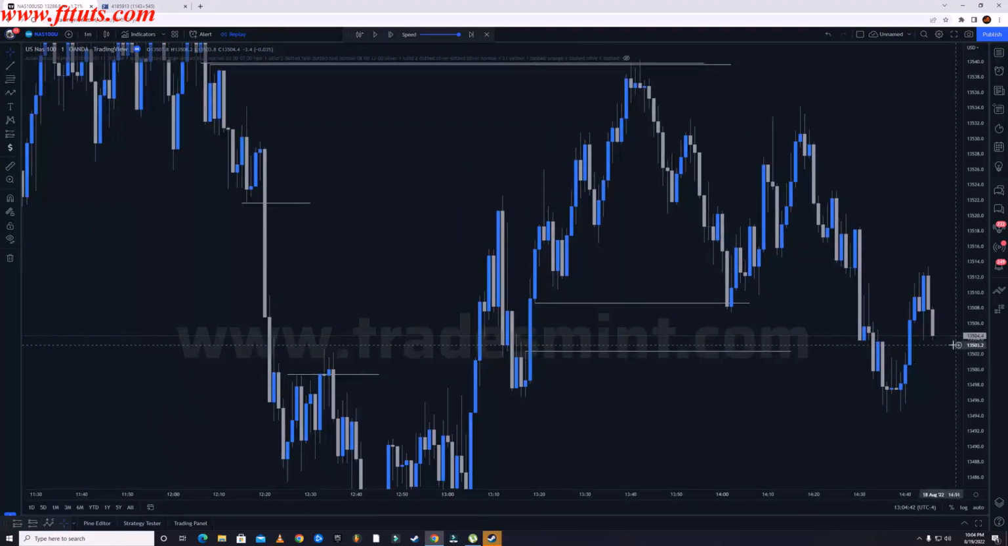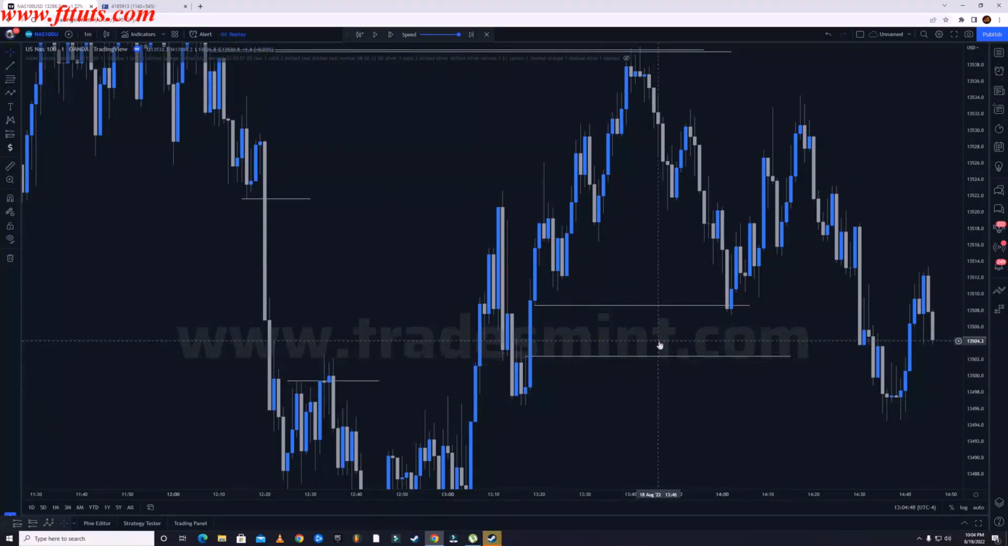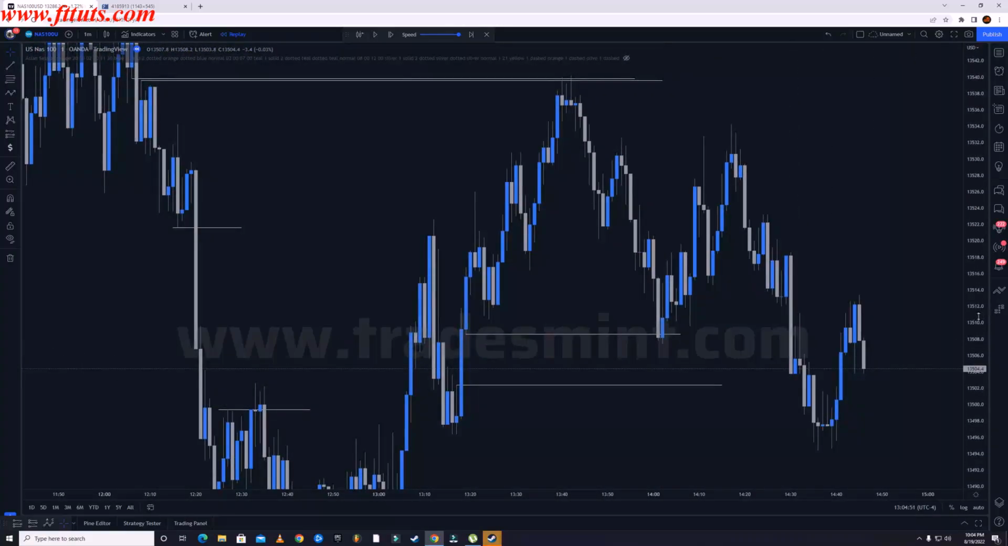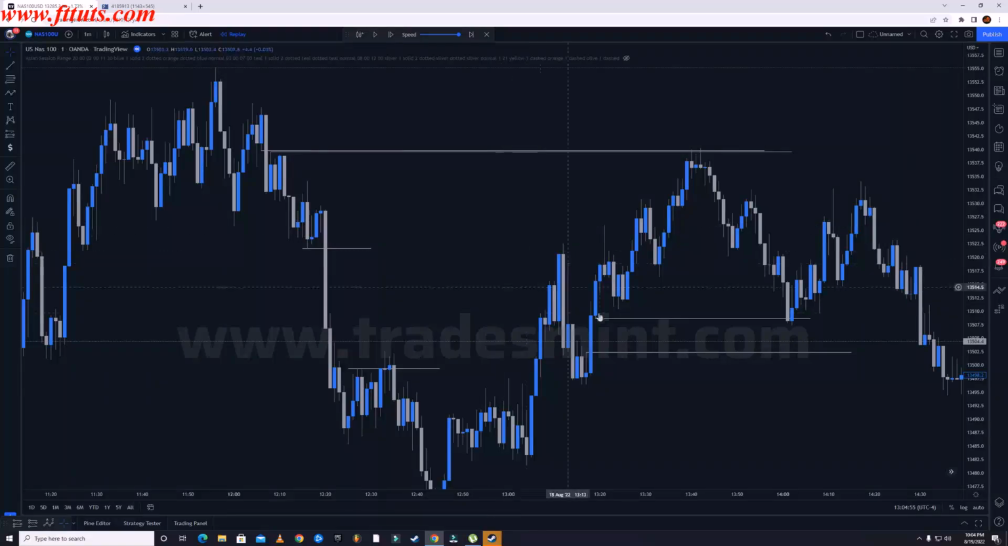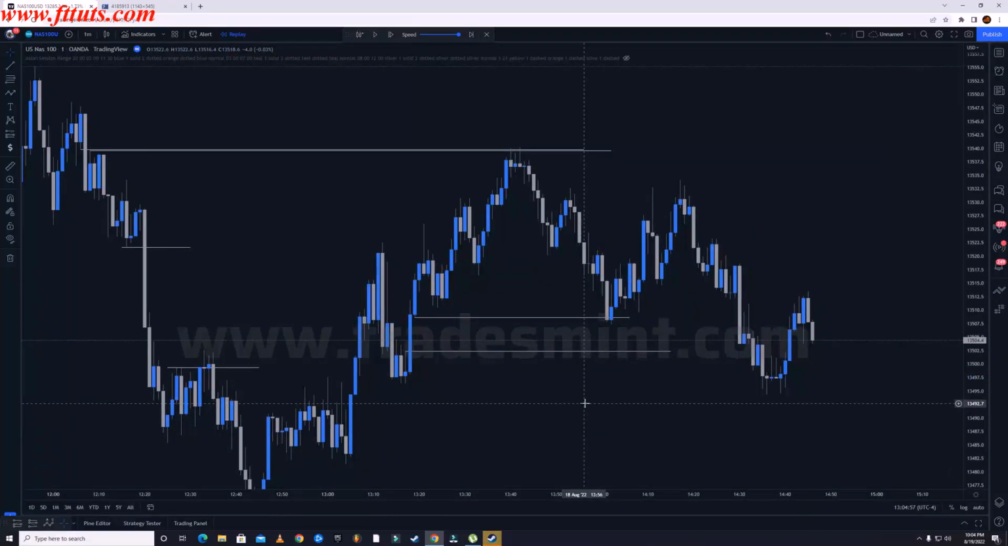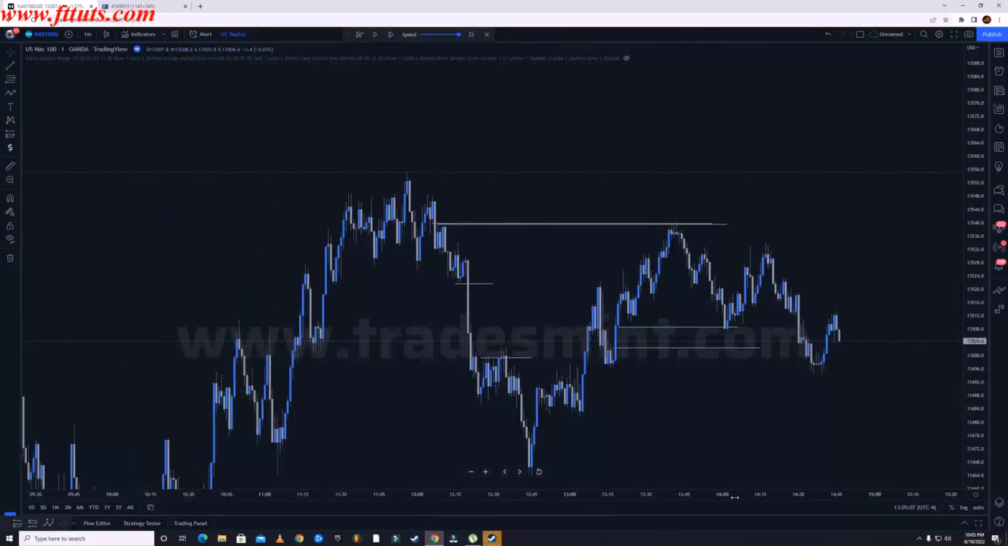Now we should not use the fair value gap or imbalance, whatever you want to call it, as an independent strategy. This is something that we're going to use with a lot of other confluences like liquidity, market structure break, market structure shift and all. So keep watching, and I'm pretty sure that you should be pretty clear about imbalances and what they are.